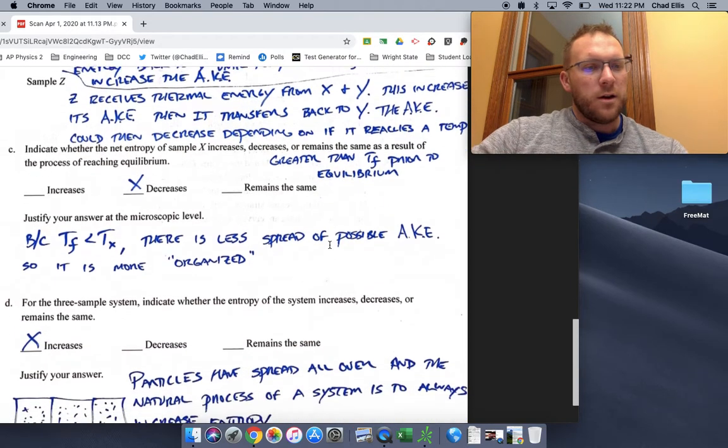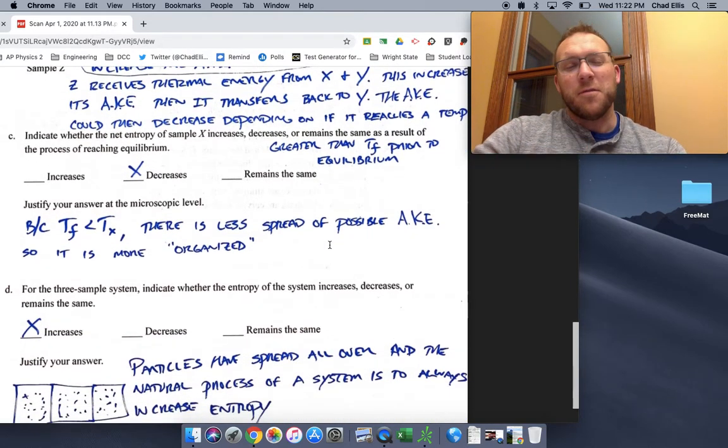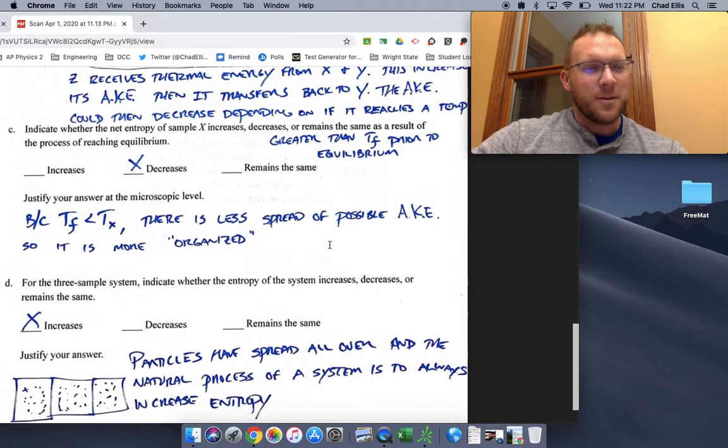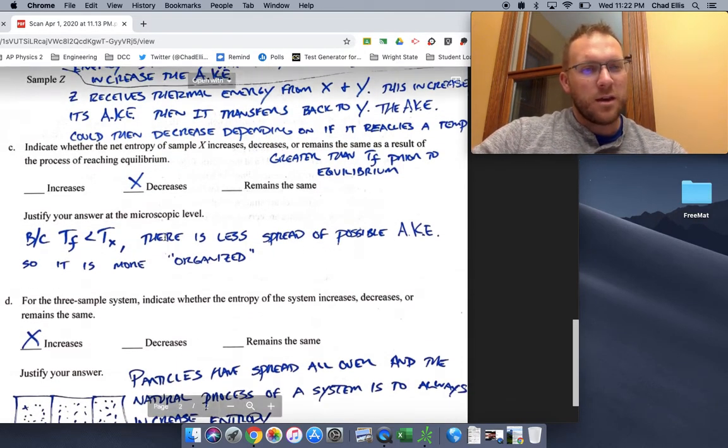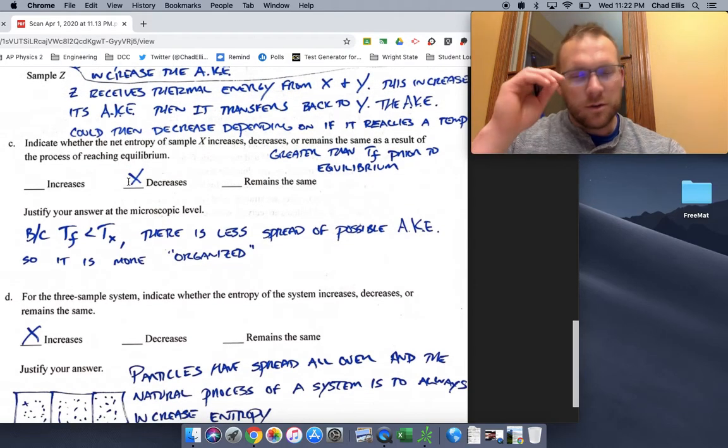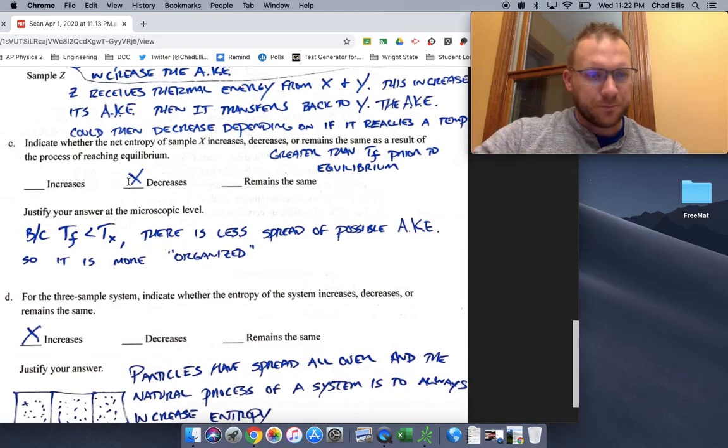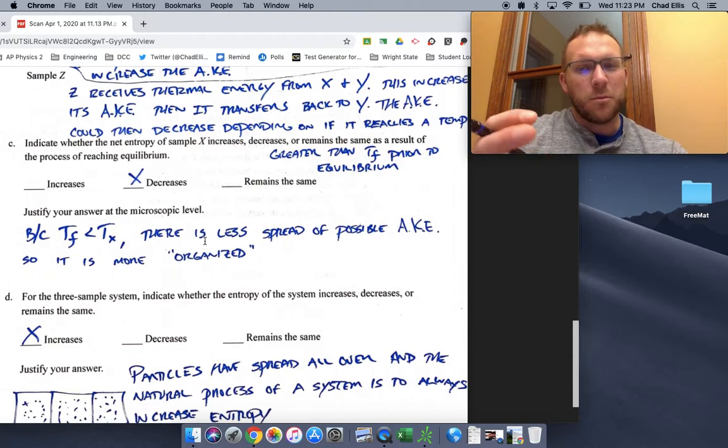Okay. For C, entropy, this is the most I've ever seen entropy talked about on an AP2 exam, but it is something they want us to know. So indicate what the entropy does in sample X. X actually decreases in terms of its entropy. Because the final temperature is less than the initial temperature, there's less spread out in terms of its average kinetic energy, so it's actually become more organized. It's one way that I think about it. Check the score guideline for kind of their interpretation of it.